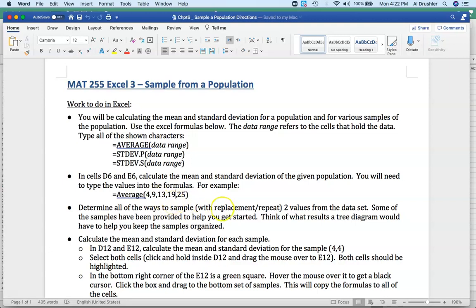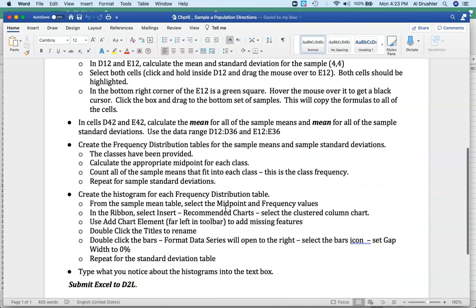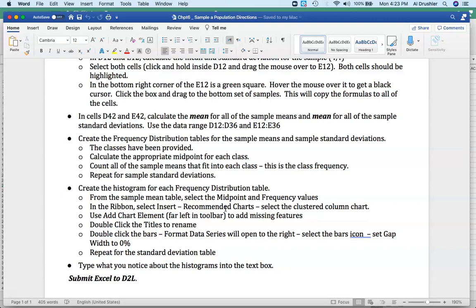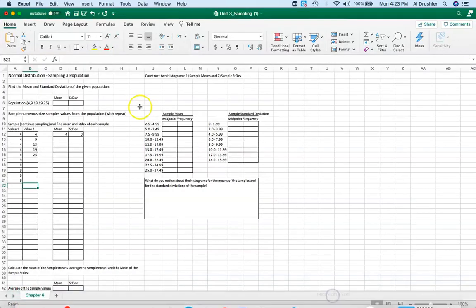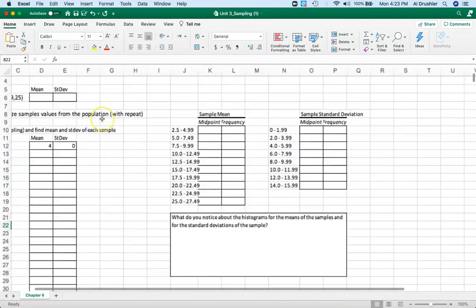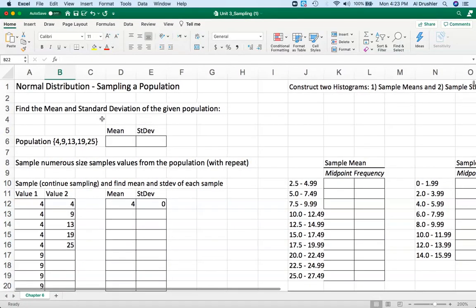Then you're going to find the mean and the standard deviation of each sample, and then look at the sampling distribution in terms of a histogram. Everything's pretty much all created for you in the Excel document, and in this case you only hand in the Excel document. So let's get you started, but I'm not going to walk you through the whole thing, otherwise I'm just doing the entire project for you.